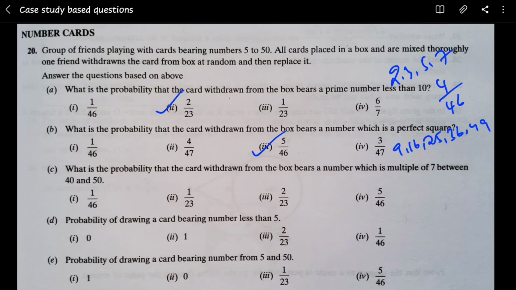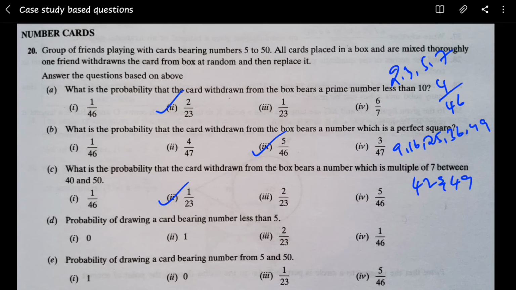See the third question, what is the probability that the card withdrawn from the box bears a number which is a multiple of 7 between 40 and 50? Here we can see only 42 and 49 which are multiples of 7. So that is why there are 2 chances. So here we will get 2 by 46 as the probability. If you simplify it, we will be getting 1 by 23. So second option is the correct one.